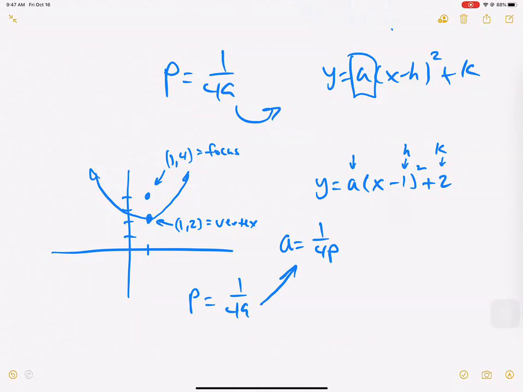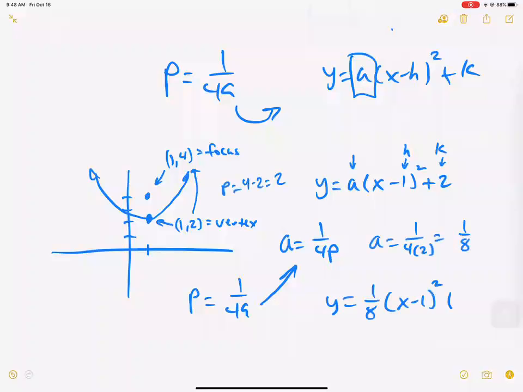So what would our p-value be? That's our first question. What is p? p is the distance from our vertex to our focus. Okay, so the distance, 4 minus 2, is 2. That's our p-value. So if I plug that in, since p is 2, a is 1 over 4 times 2. It's 1 over 8. So y is equal to 1 over 8 (x minus 1) squared plus 2.